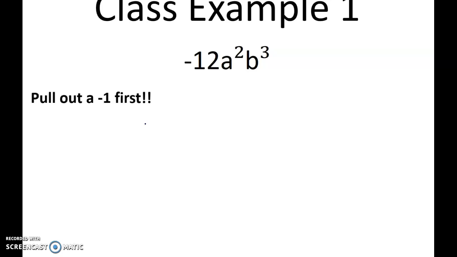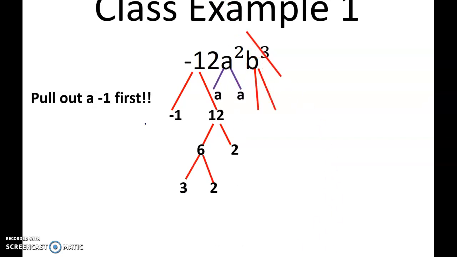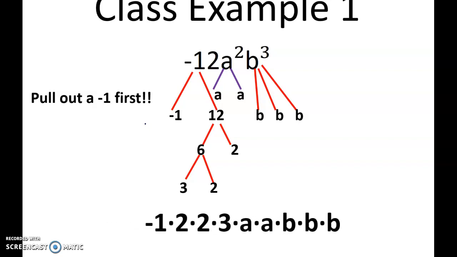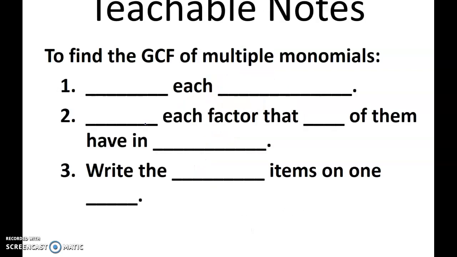So we're going to pull out a negative 1 first to make that positive. We don't usually factor with a 1, but if it is a negative number, we'll pull out that negative 1 to get it to a positive number. Factoring 12, 6 and 2. Factor 6, it's 2 and 3. Then we're going to factor our variables, a times a, and b times b times b. Take our prime numbers, which are right there at the bottom, and we're going to multiply those to get our greatest common factor.